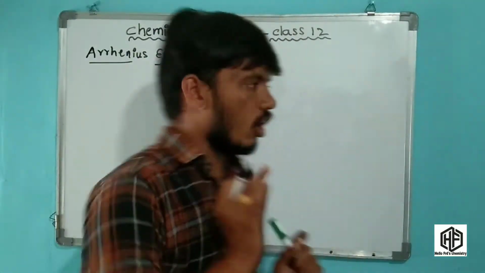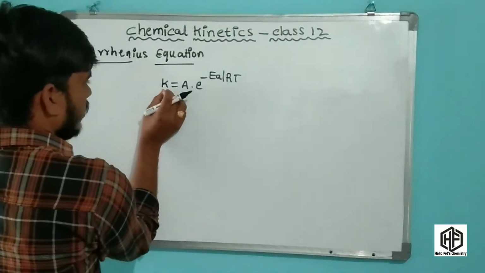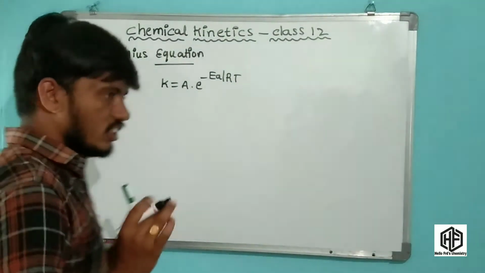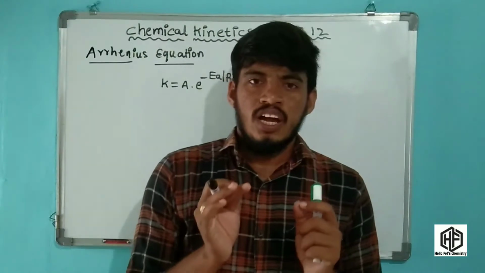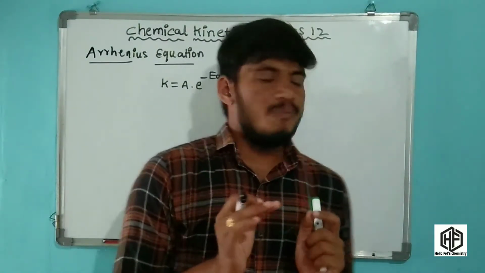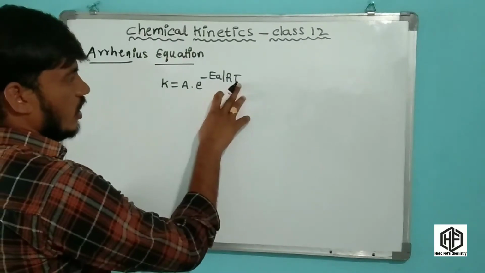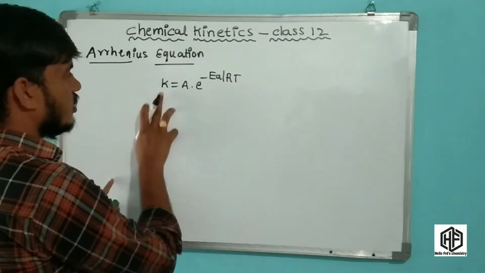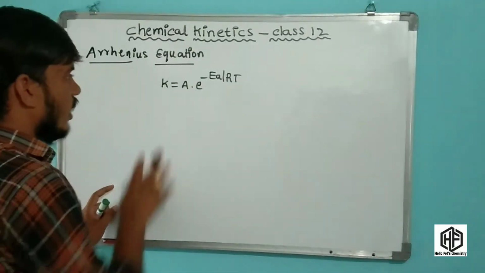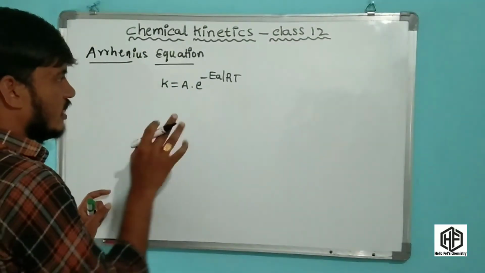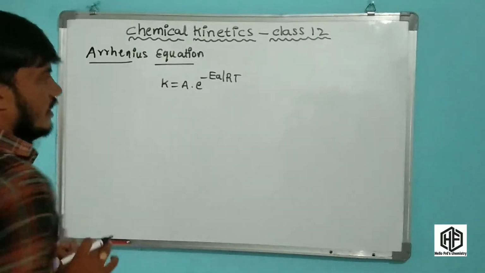But what is the graph representation of this k versus temperature? This Arrhenius equation says that the rate constant changes with temperature. As temperature increases, what happens, friends? The rate constant increases. This is the effect of temperature on the rate of reaction, explained by this Arrhenius equation.